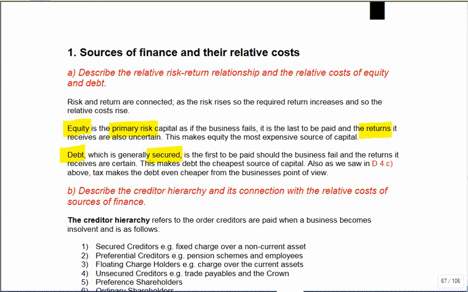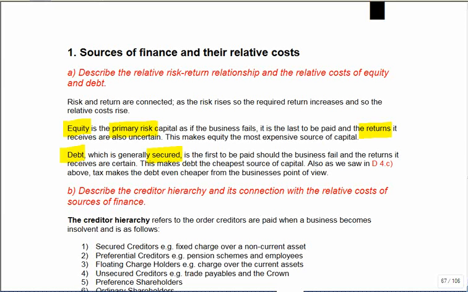So there's a link always between risk and return. When the risk is higher, you'd want on average a higher return. When the risk is lower, you'd want on average a lower return. And the return and the cost are directly linked. So a high return means a high cost, a low return means a low cost.